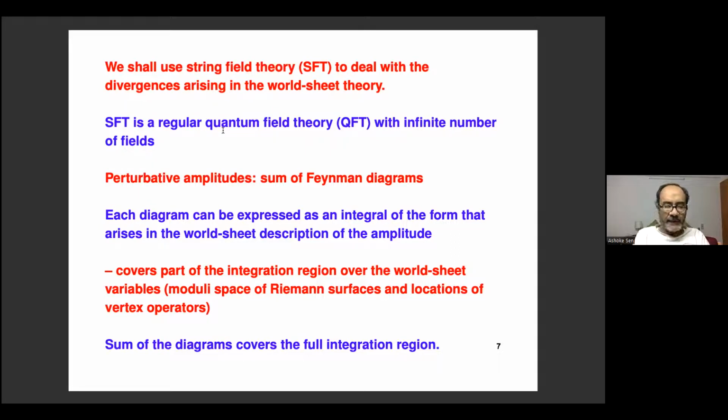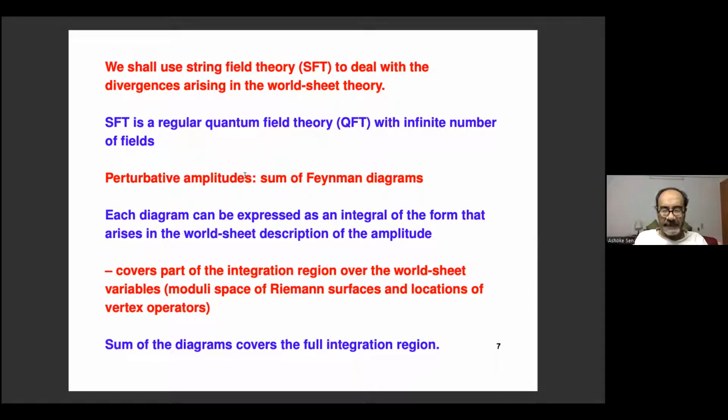So our strategy will be to use string field theory to deal with the divergences that arise in the worldsheet theory. Let me just say a few words about what string field theory is. String field theory is a regular quantum field theory with an infinite number of fields, essentially one for each string mode. The perturbative amplitudes are just sums of Feynman diagrams because this is a regular quantum field theory. But this is a particular special kind of field theory.